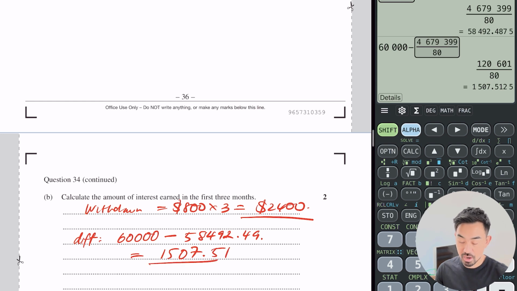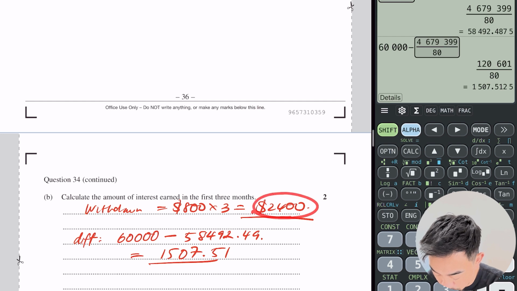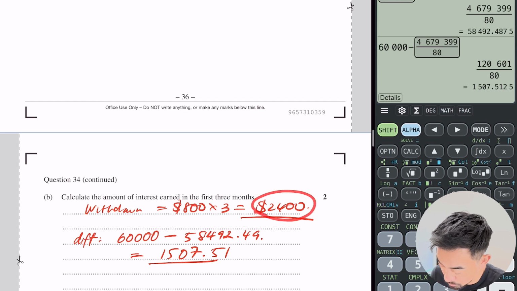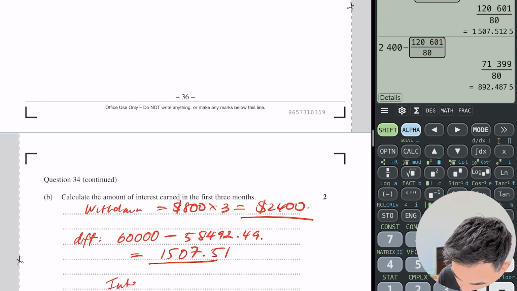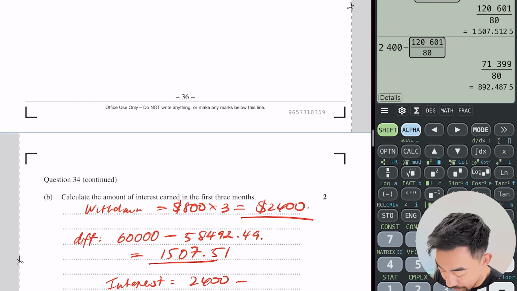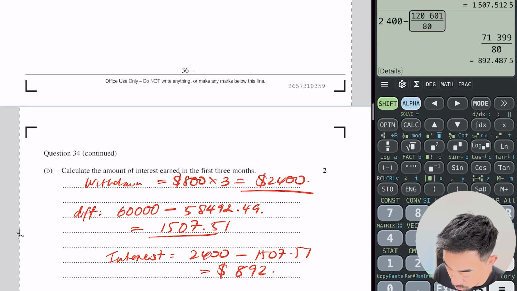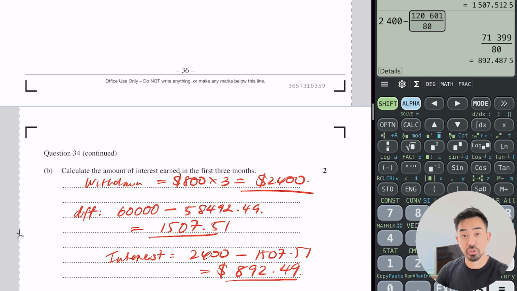So $1,507.51. But she's been able to withdraw $2,400. So what's the difference? It's going to be 2,400 minus that answer. So the interest will be what she's been able to withdraw minus the difference in the annuity, which is 1,507.51. So looks like it's $892.49. Yeah, so that's the interest, okay?